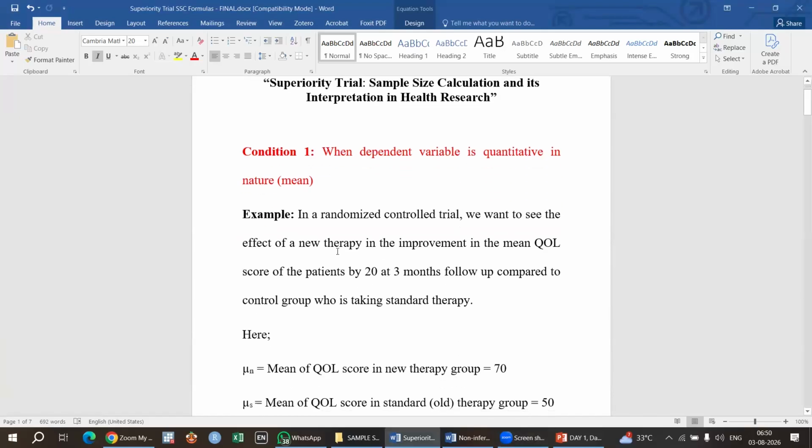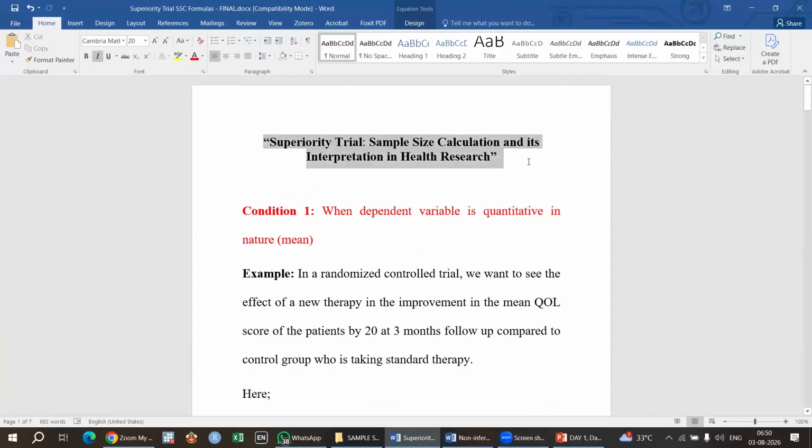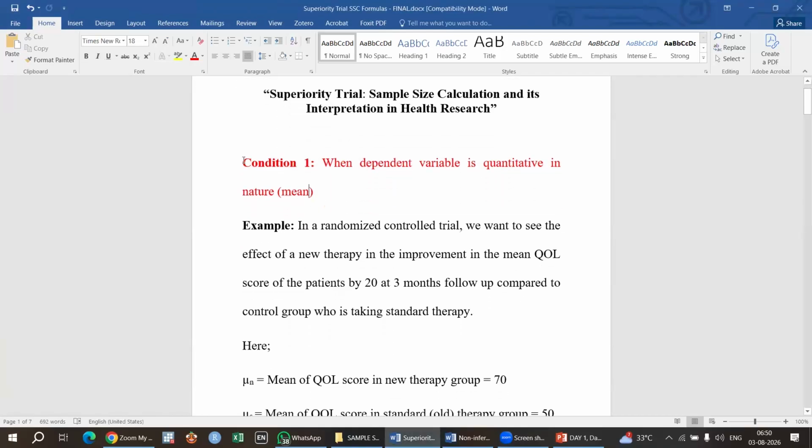So here, condition 1, this is a superiority trial. Okay. Please see this. Condition 1, when the dependent variable or outcome variable is quantitative or numerical in nature, we have to get the mean of group 1, the mean of group 2, and we have to get the mean difference and the mean difference 95% confidence interval. Okay, so this is condition 1.